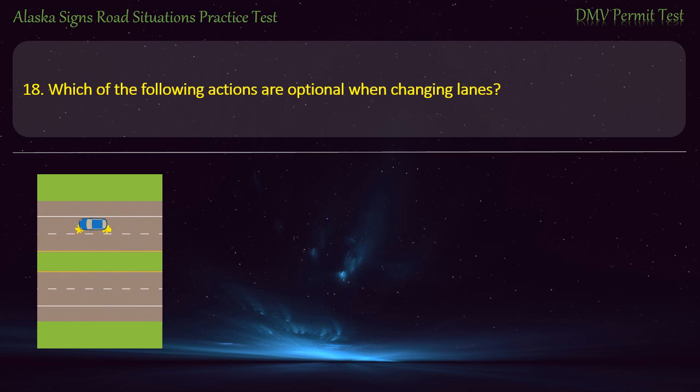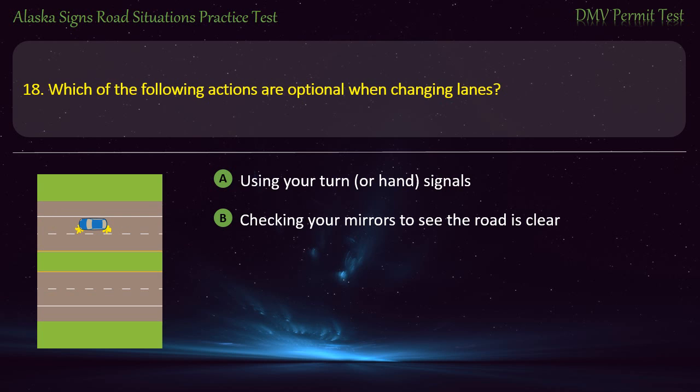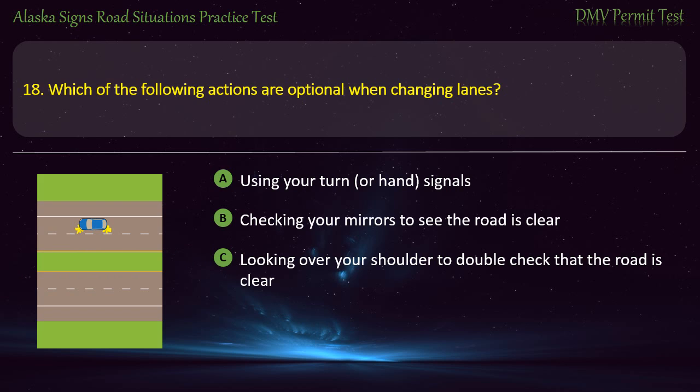Question 18. Which of the following actions are optional when changing lanes? Using your turn, or hand, signals. Checking your mirrors to see the road is clear. Looking over your shoulder to double check that the road is clear. None of the above. Answer. None of the above.